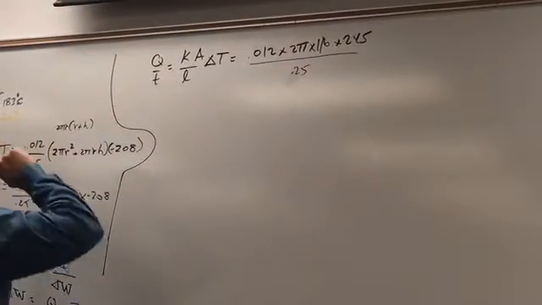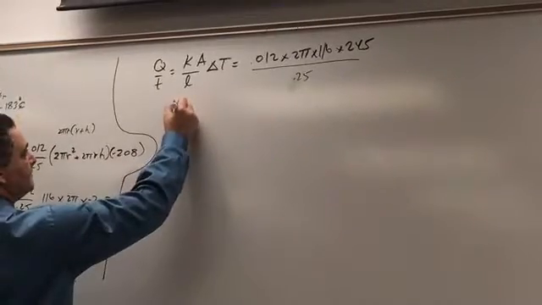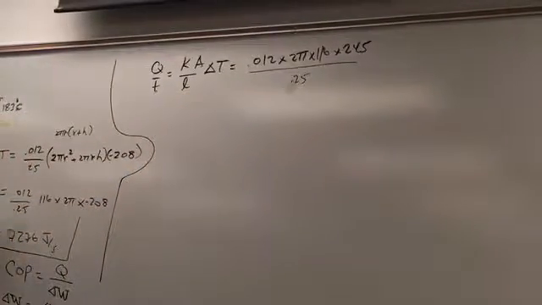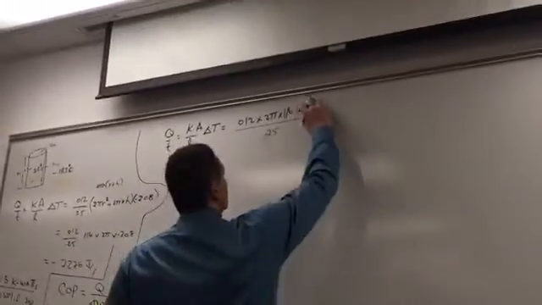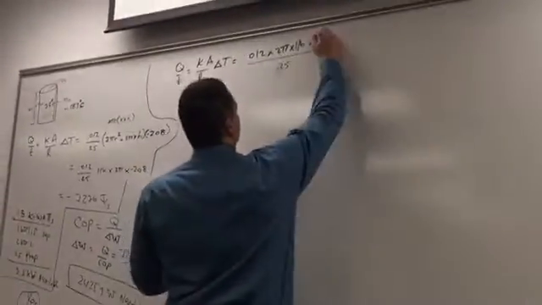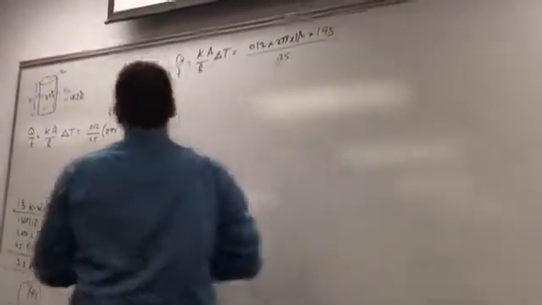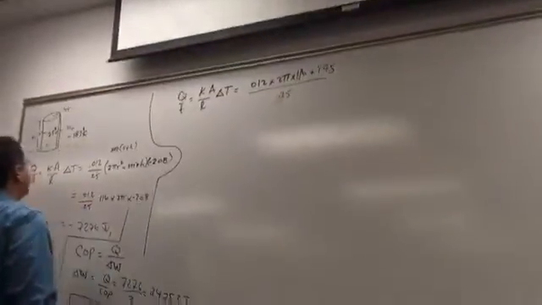So this is the amount of heat we're losing. Why is delta T minus? Wouldn't it be 220 minus 25, so 195? Yeah, no, you're right. It is 195. You're absolutely right, because it's T final minus T initial.